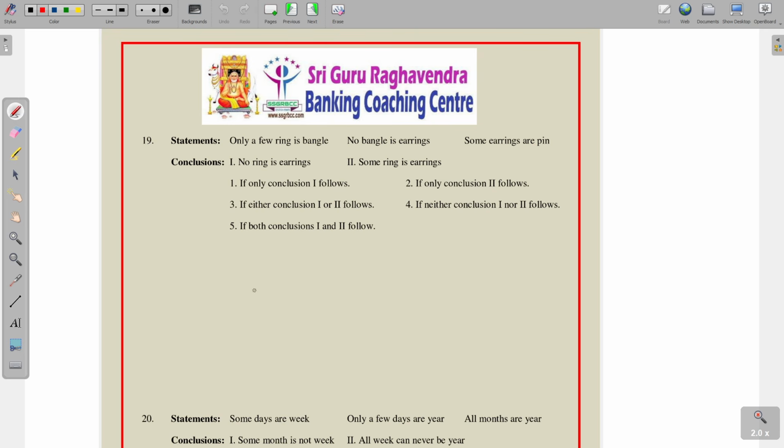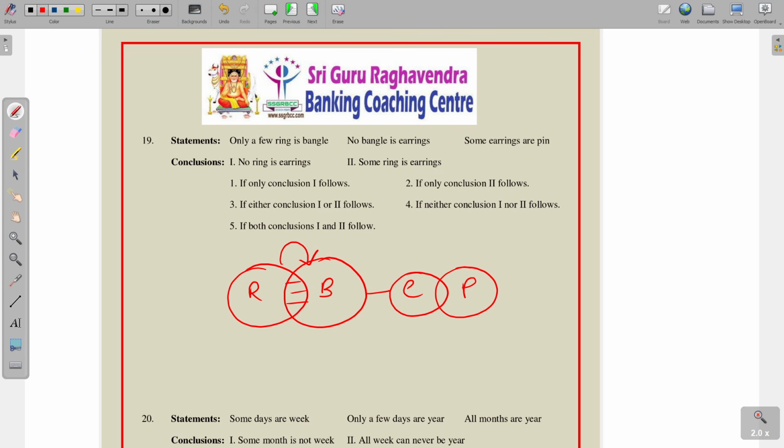Only a few ring is bangle. Next. No bangle is earring. Some earrings are pin. Next. Conclusions. No ring is earring. So here ring and earring, and ring here and earring here. No definite relation between both.